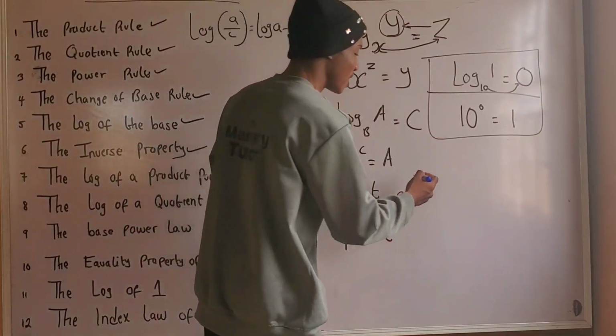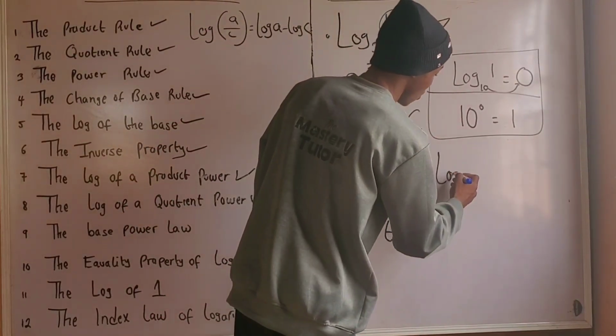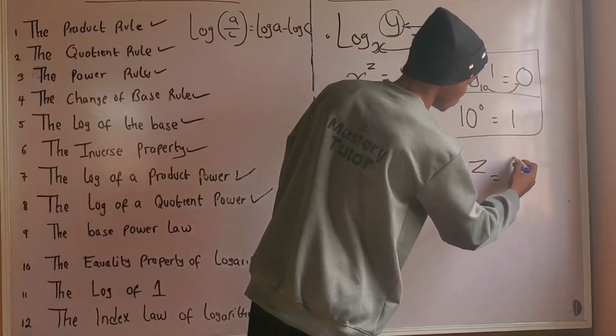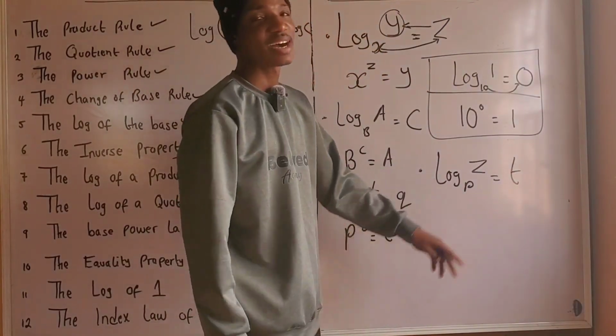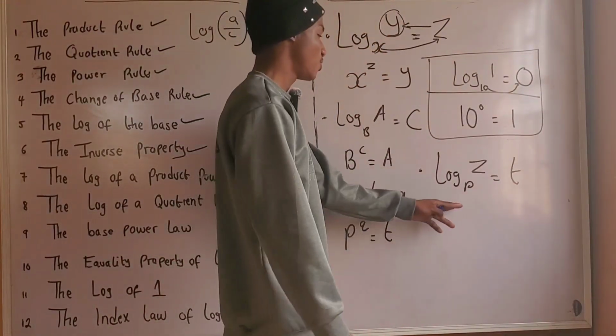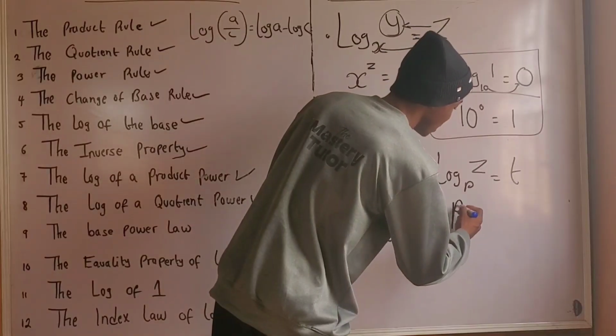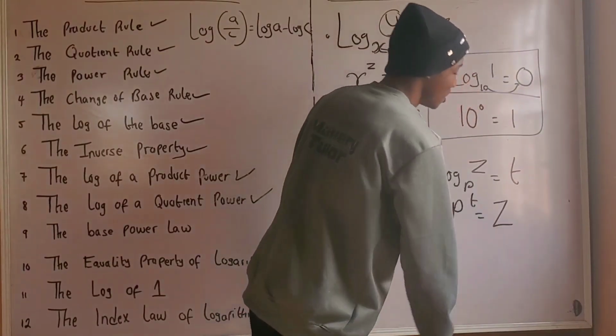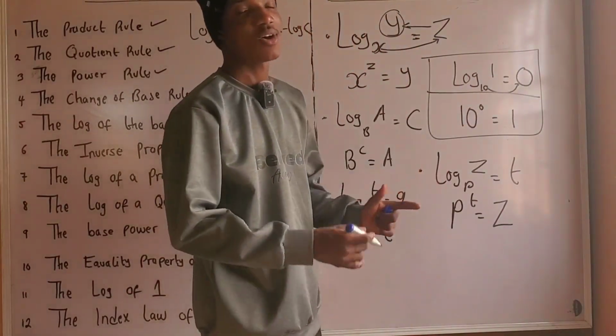Okay? Now, let me give you another example. Let's say you have log z base p equals t. I want you to rewrite this in index form. If you want to rewrite this in index form, you're going to have p raised to the power of t equals z. Okay? Please master all this law.